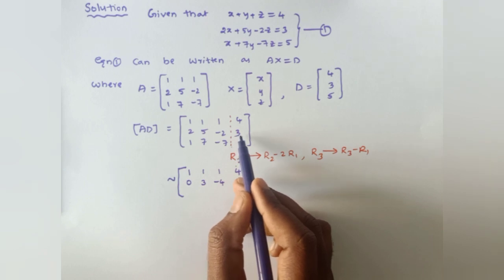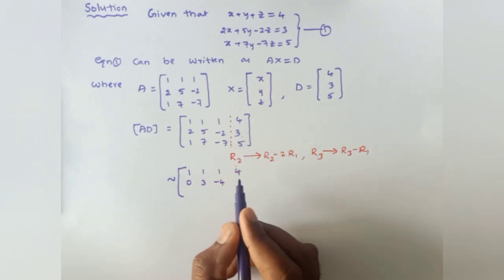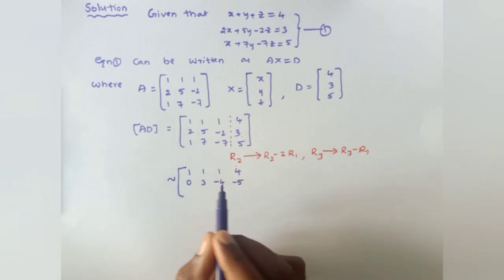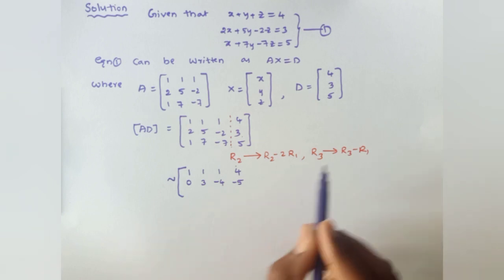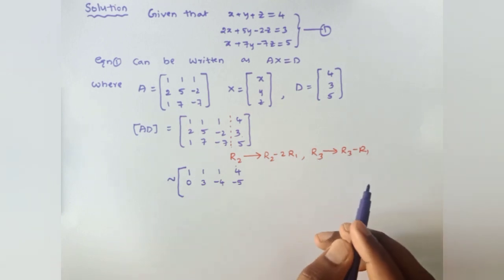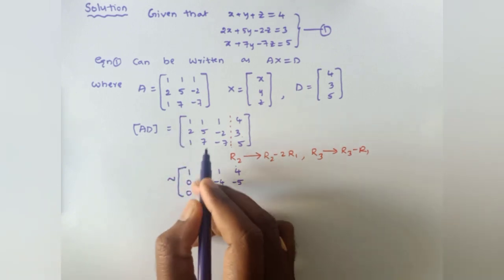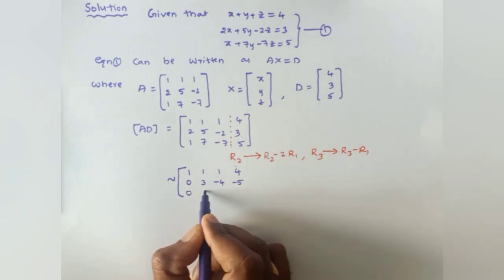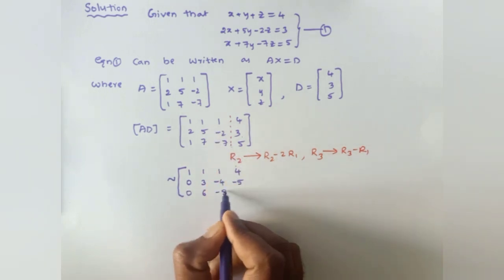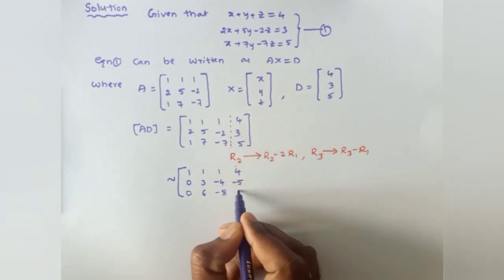And so you need to apply for this element also. 3 minus 2 into 4, so 3 minus 8, that is minus 5. Okay, good. Next, there is a change in row 3 also, since we are applying a row operation for row 3 also. That is 1 minus 1 is 0, 7 minus 1 is 6, minus 7 minus 1 is minus 8, and next 5 minus 4 is 1.